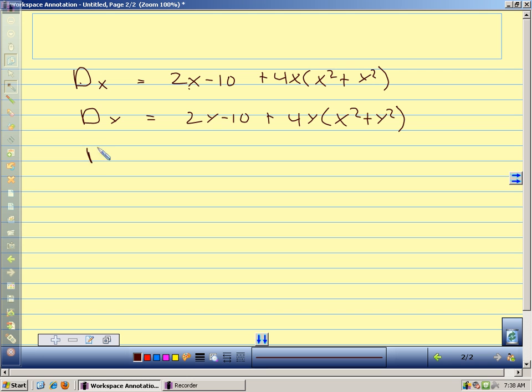I'm going to write D sub x is 2x minus 10 plus 4x to the third plus 4xy squared.